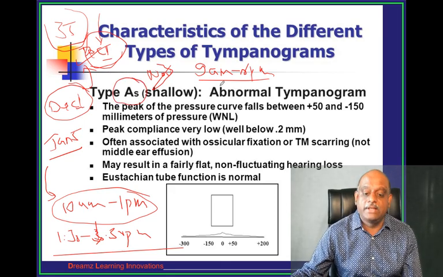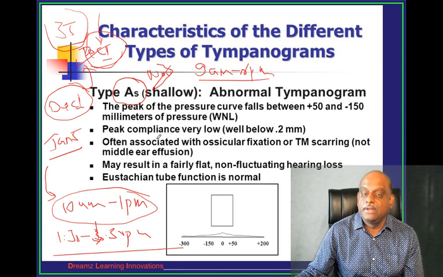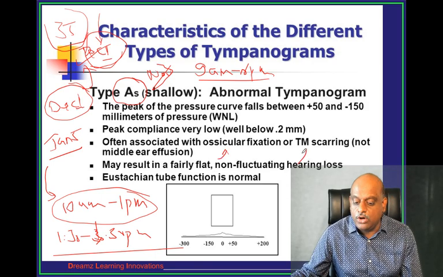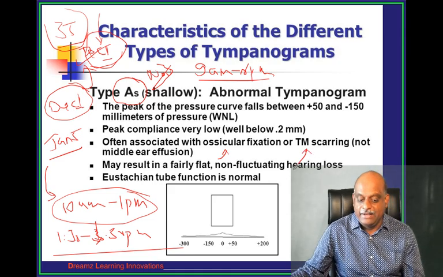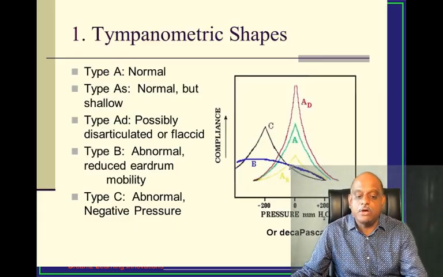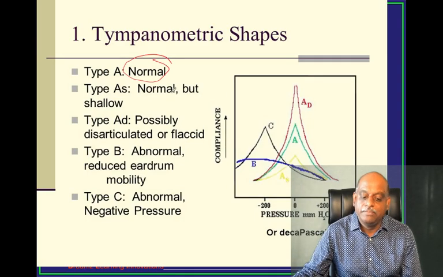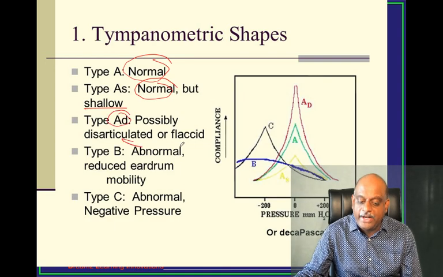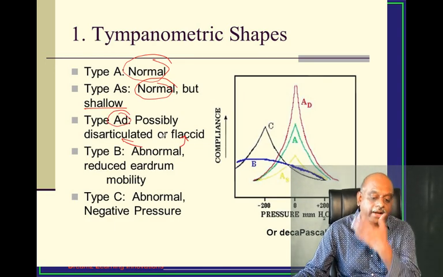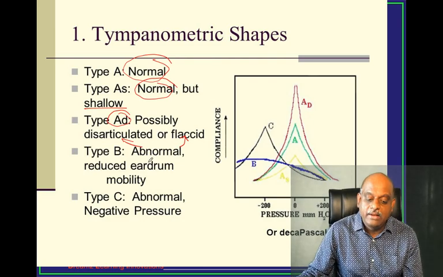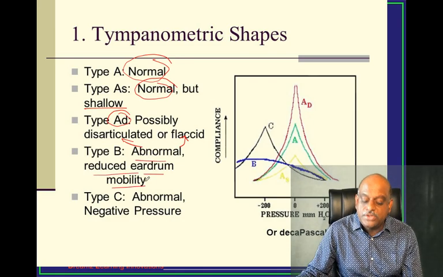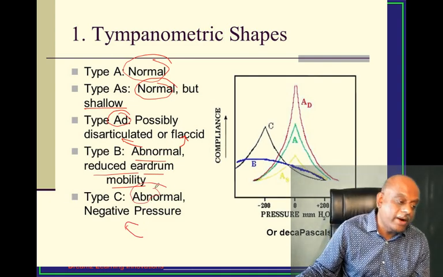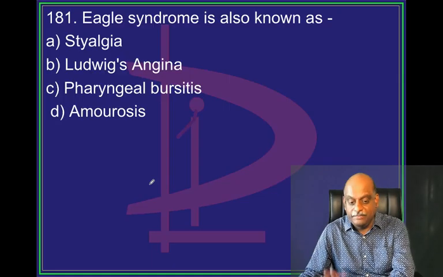Type AS, it is often associated with ossicular fixation or tympanic membrane scarring, but the eustachian function is normal in them. So type A is normal, doctor. Type AS is normal but shallow. Type AD is a disarticulated or a flaccid tympanic membrane. Type B is abnormal, reduced eardrum mobility. Type C is abnormal negative pressure. So you should be quite sure to recognize.